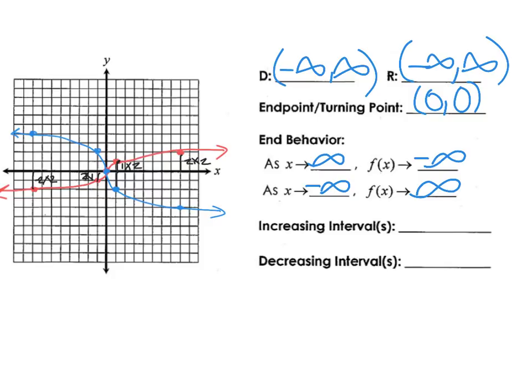Now, when we're dealing with cube root functions, it's always either all increasing or all decreasing. In this case, our graph is all decreasing because it's always going down. Our skier is going down the hill the whole time. We're never increasing. The skier's never going up the hill. So our increasing interval doesn't exist, and our decreasing interval is all of our points from negative infinity to positive infinity.